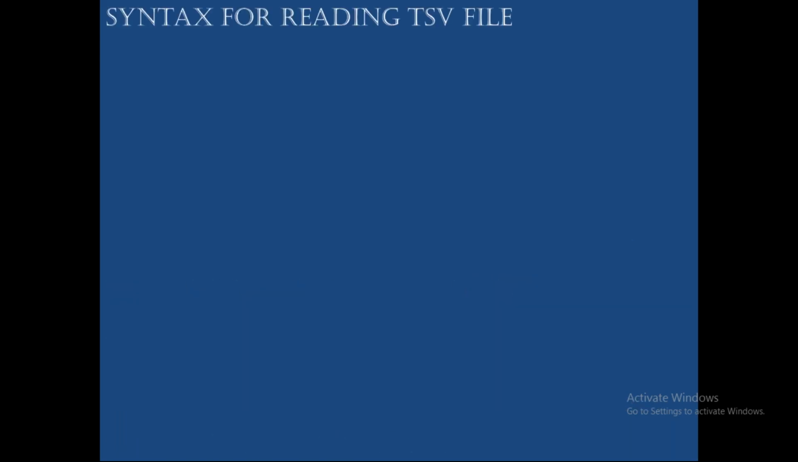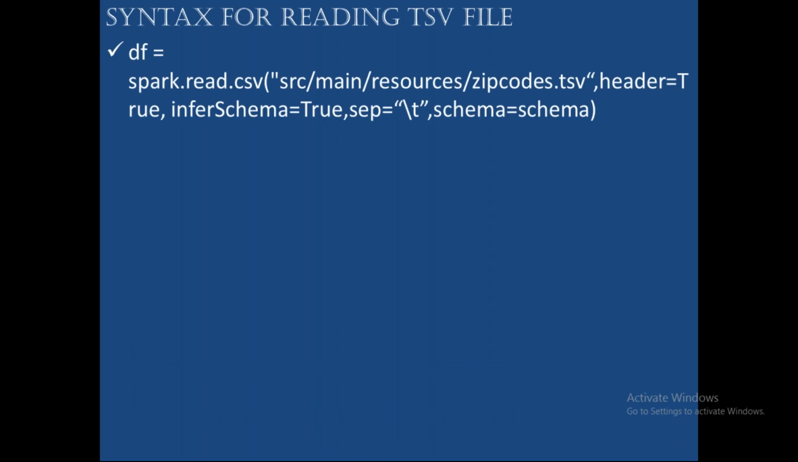Okay, let's go to the syntax for reading a TSV file. It doesn't matter whether it's a CSV, TSV, or pipe separated CSV file. You need to use the same spark.read.csv and file location name. Here the file extension should be .tsv. That is one change. Yesterday it was .csv, but now it's .tsv. Next, header equal to true if you want, InferSchema equal to true if you want. The separator is now a tab, so you need to put backslash t, which indicates the tab. Next, schema equal to schema.